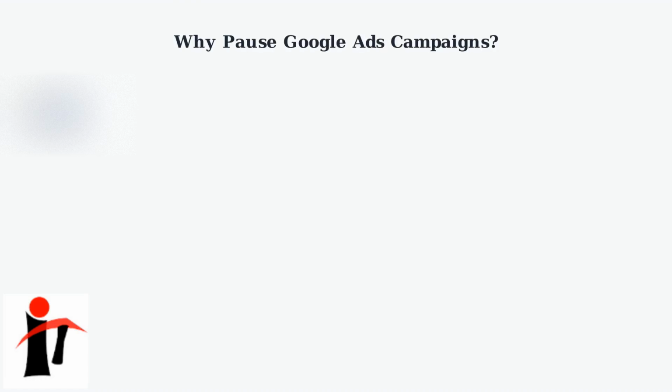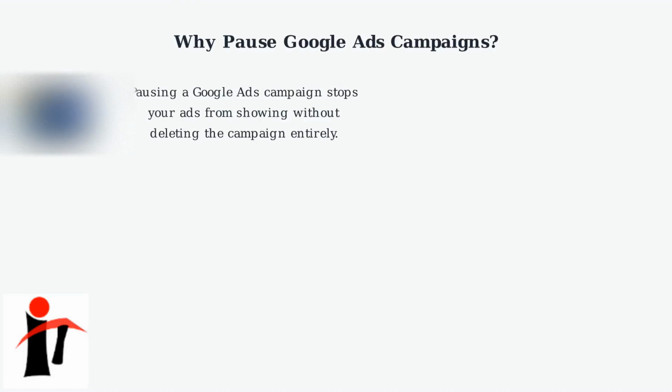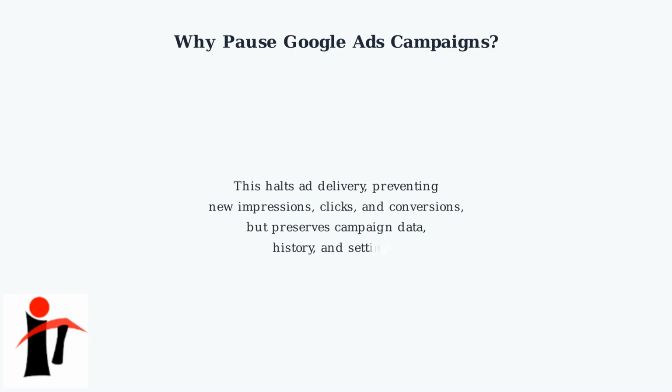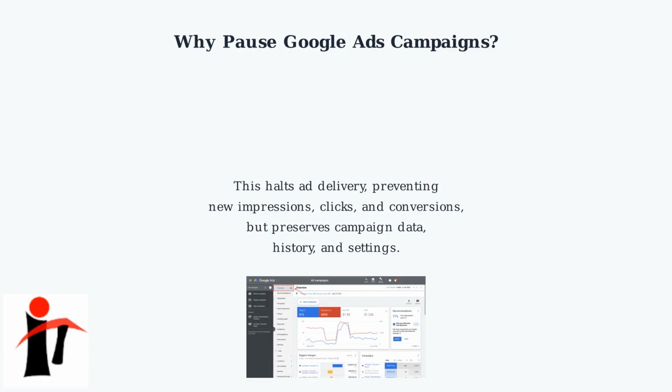Pausing a Google Ads campaign is a core management tactic that stops your ads from showing without deleting the campaign entirely. This means you halt ad delivery, preventing new impressions, clicks, and conversions, but you preserve the campaign data, its history, and settings for future use. It's ideal for cost control during off-peak times, preserving performance history, and providing flexibility for A/B testing or seasonal strategies.